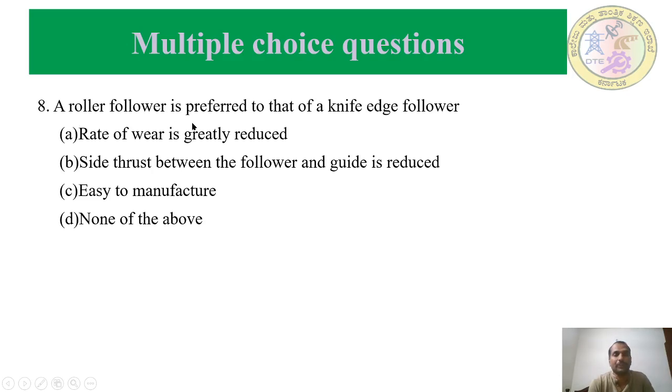A roller follower is preferred to the tough knife edge follower because: rate of wear is greatly reduced, side thrust between the follower and guides is reduced, easy to manufacture, none of the above. Answer is A. Since in case of roller follower, rolling motion takes place between roller and the cam, definitely rolling friction is much less than sliding friction. So roller follower is preferred to the knife edge follower because rate of wear is greatly reduced. The answer is A.